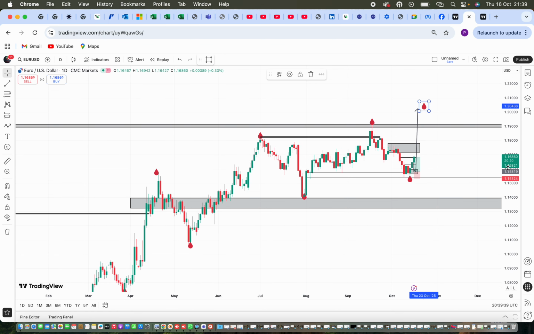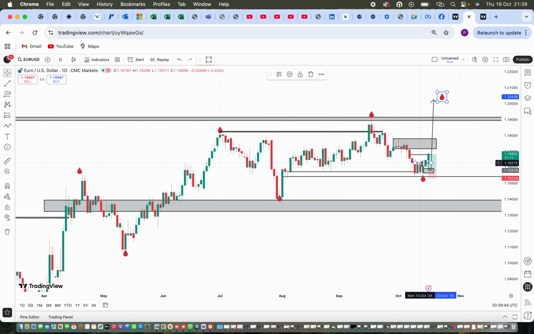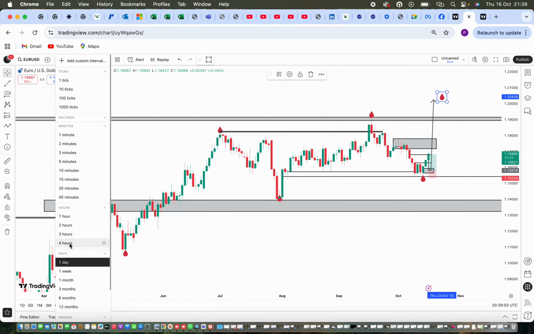Now what was I waiting for? I was waiting for price to actually break above this line here to give us a shift of market structure, and that is what happened today and also yesterday.